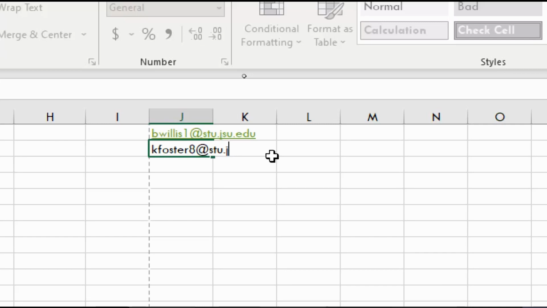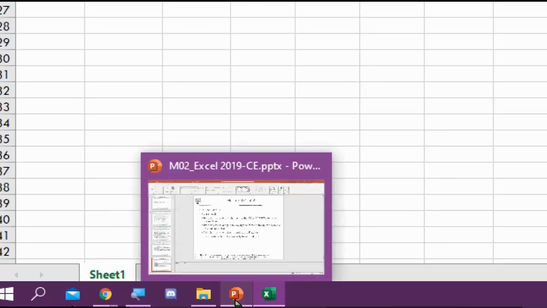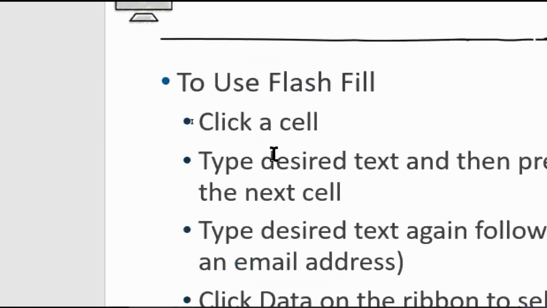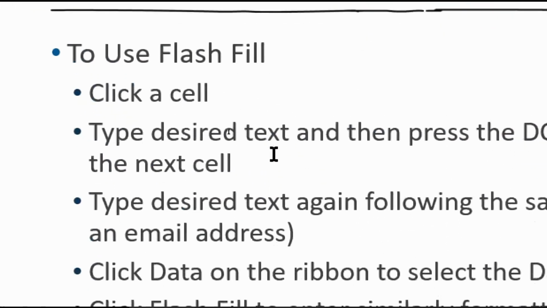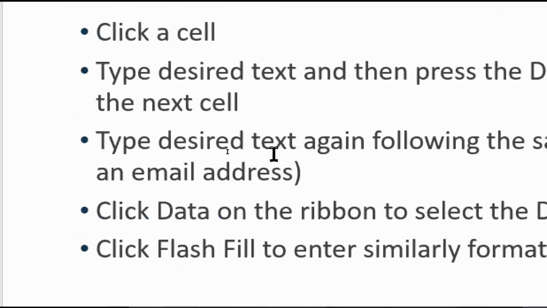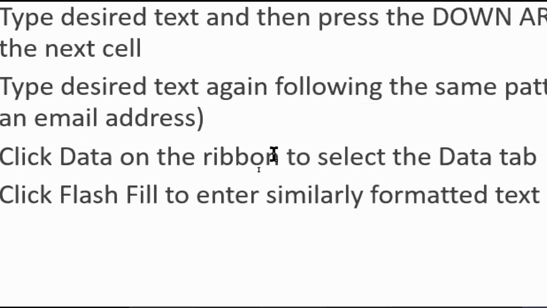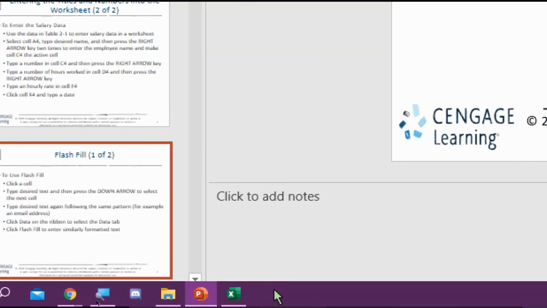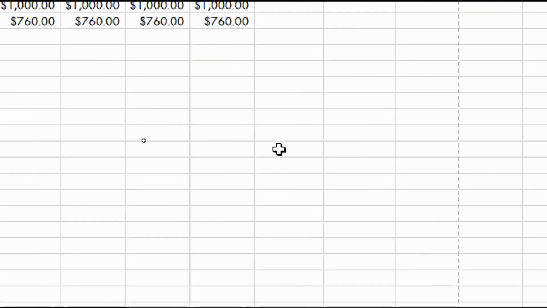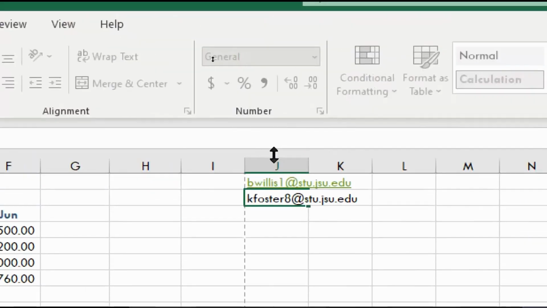.jsu. I apologize. .edu. And then it tells us to click on Data in the ribbon to select the Data tab and then select Flash Fill. Okay, so we do that.